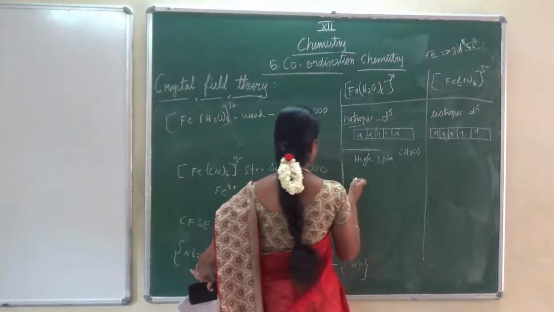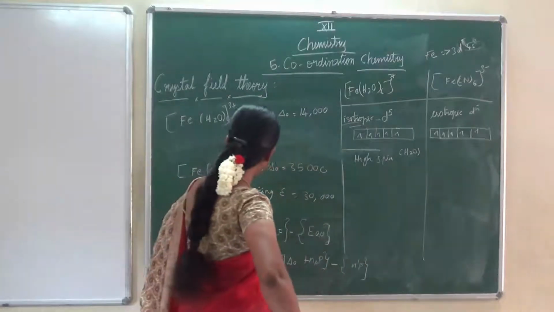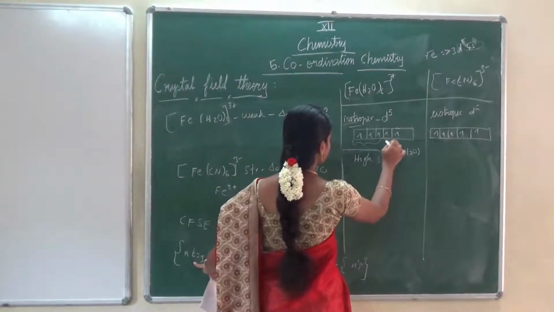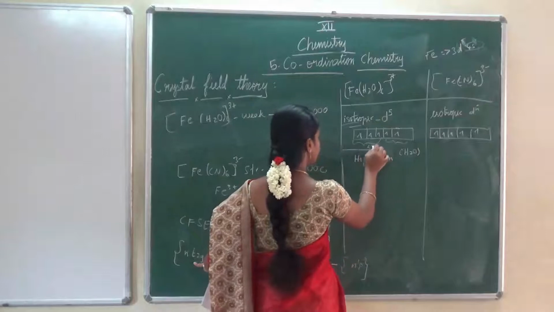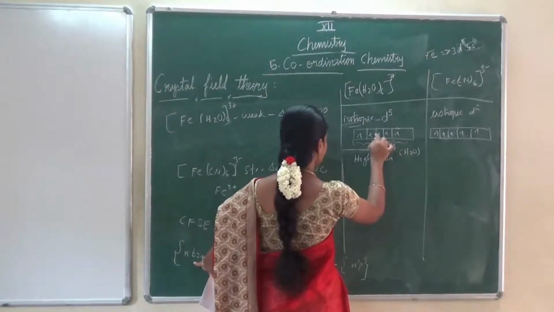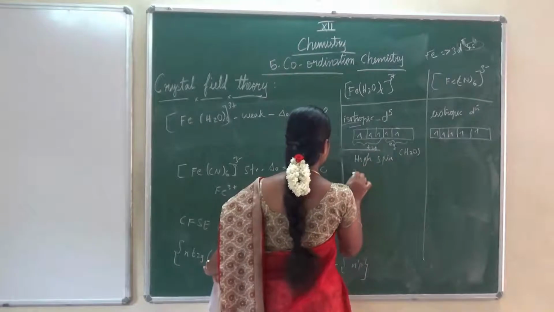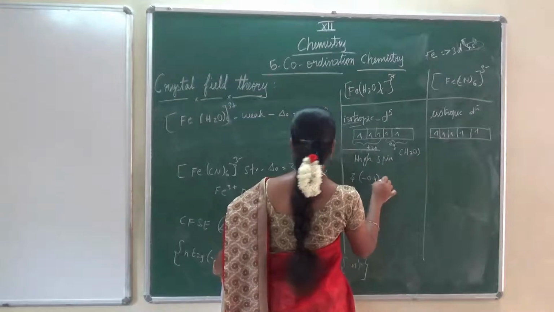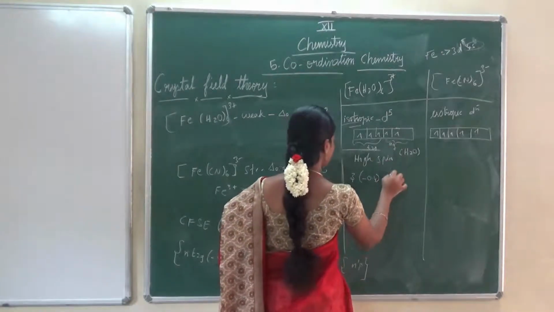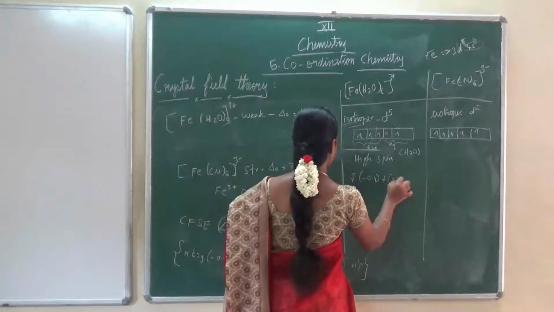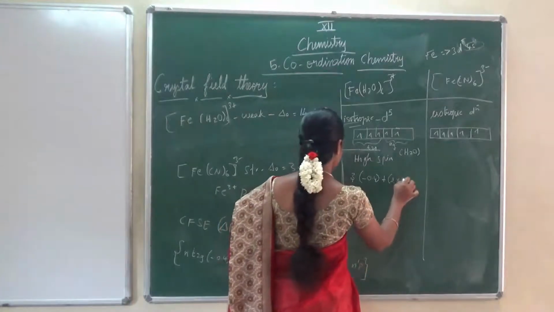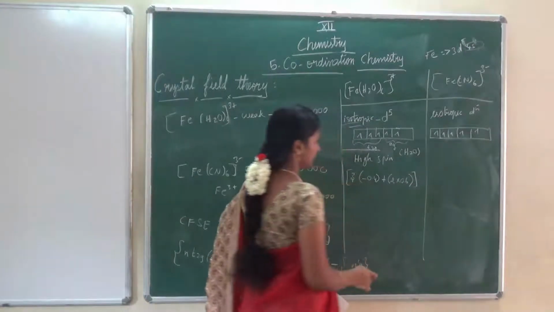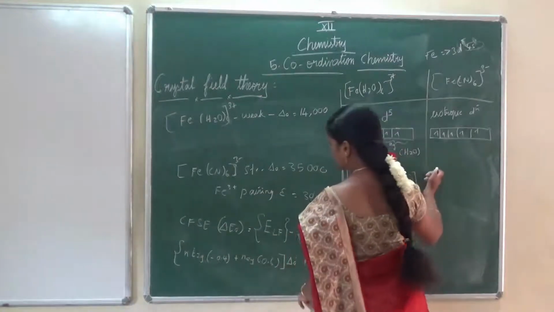Now just write the values here. How do we get the number of electrons in T2G? Here the first three orbitals are T2G orbitals. The next two orbitals are EG orbitals. So for the T2G orbital, here 3 electrons, 3 into minus 0.4, plus EG. How many electrons are there in EG? 2 electrons, isn't it? 2 into 0.6, into del naught value. The del naught value they have given in the question itself.